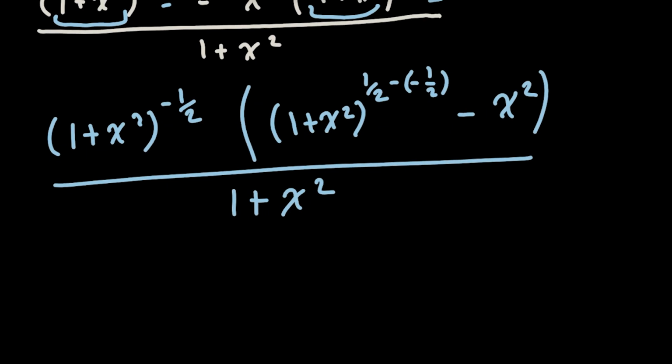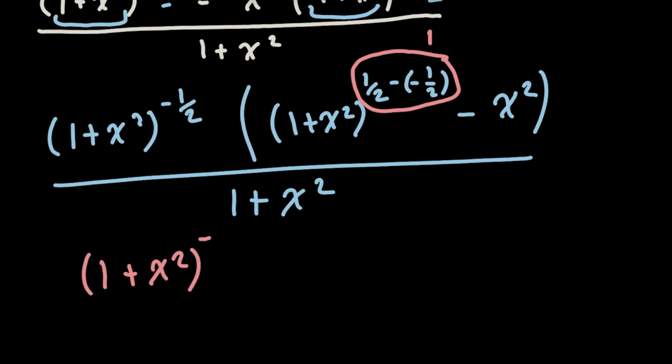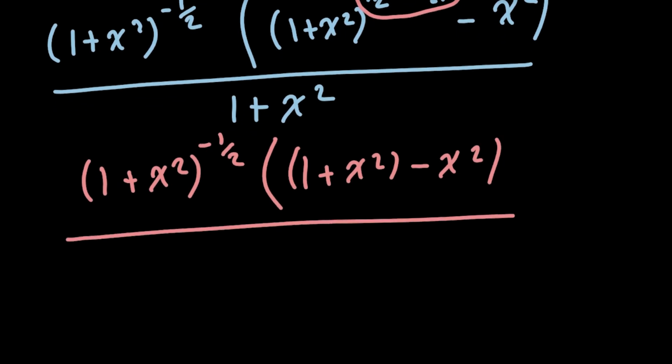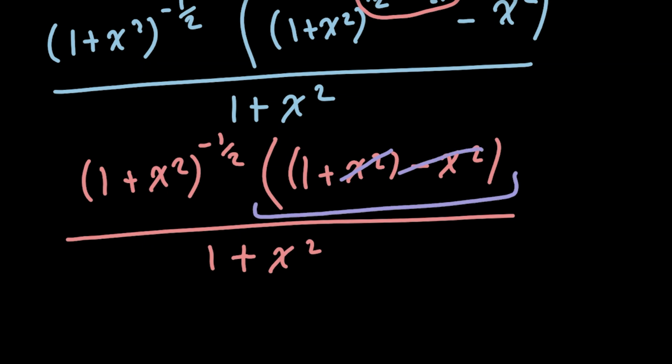Here, as you can notice, this is nothing but 1. So I'll just rewrite it. I will have 1 plus x to the power 2 all to the power minus 1 over 2 multiplied by 1 plus x to the power 2 minus x to the power 2, all of this over 1 plus x to the power 2. As you can notice, here we have x to the power 2, here we have minus x to the power 2, so this term will be cancelled.